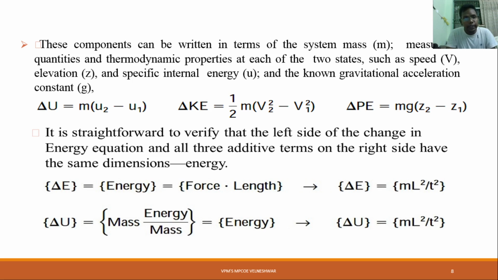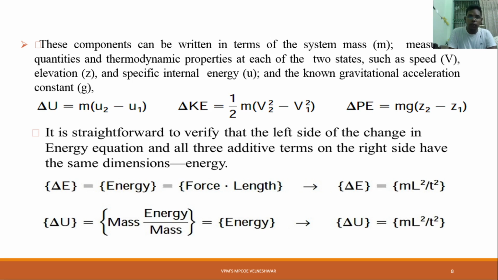Now delta E is equal to mass into u2 minus u1, and these are the standard formulas. Delta KE is equal to half into m into v2 square minus v1 square, and delta PE is equal to mg into z2 minus z1, where m is nothing but mass, g is nothing but acceleration due to gravity, z is nothing but datum line we can say. What is this z? Datum line or elevation we can say.